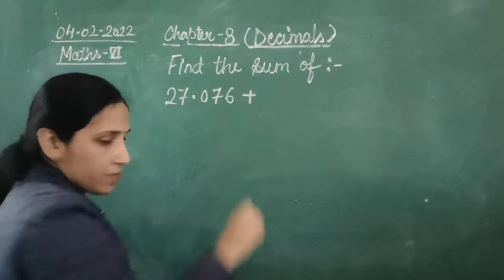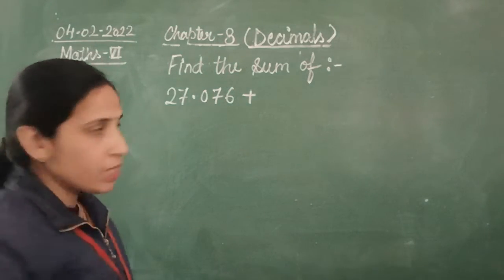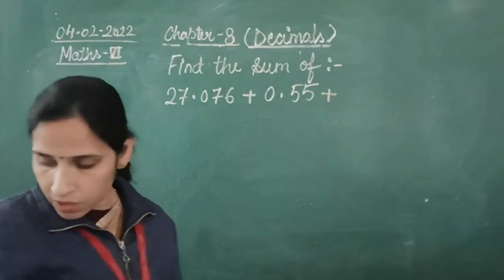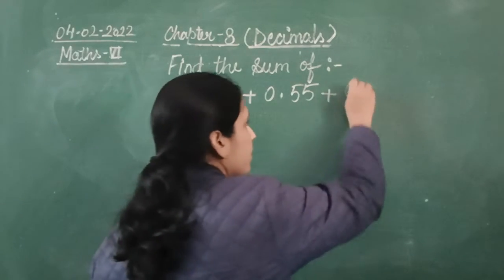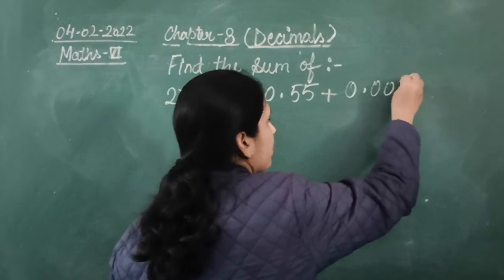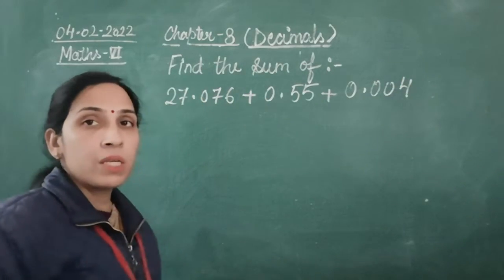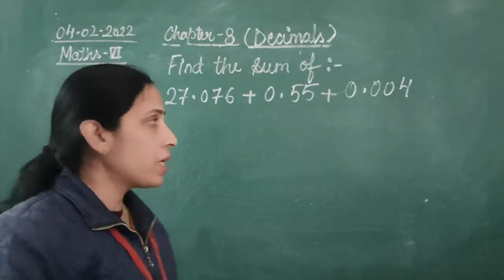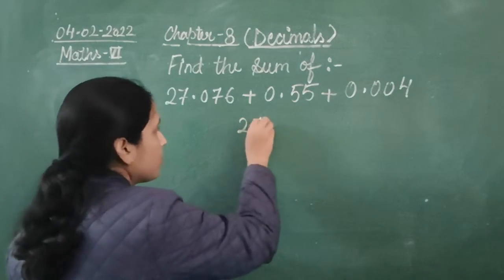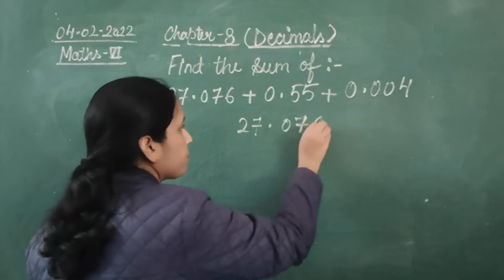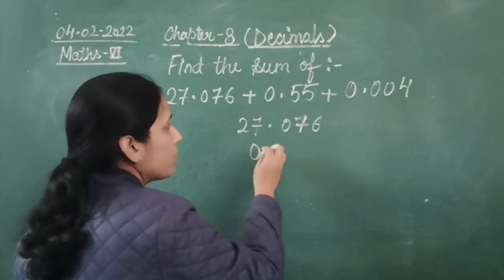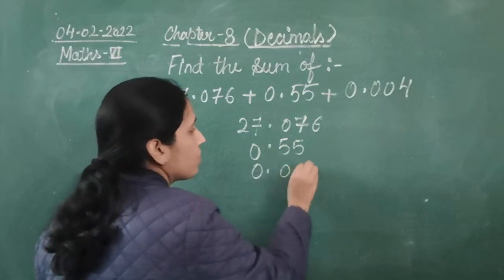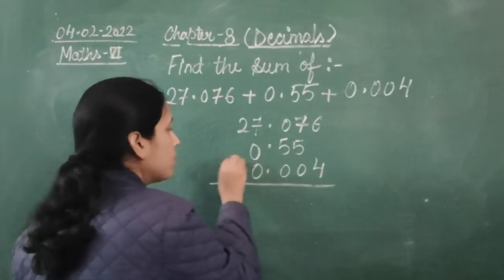Sum of 27.076 plus 0.55 plus the other one is 0.004. Now what do you need to do while doing addition? Only one thing you need to keep in mind: the decimal always comes just below the decimal. So we'll write it in this form only, 0.55 and 0.004, and then we can do the addition.